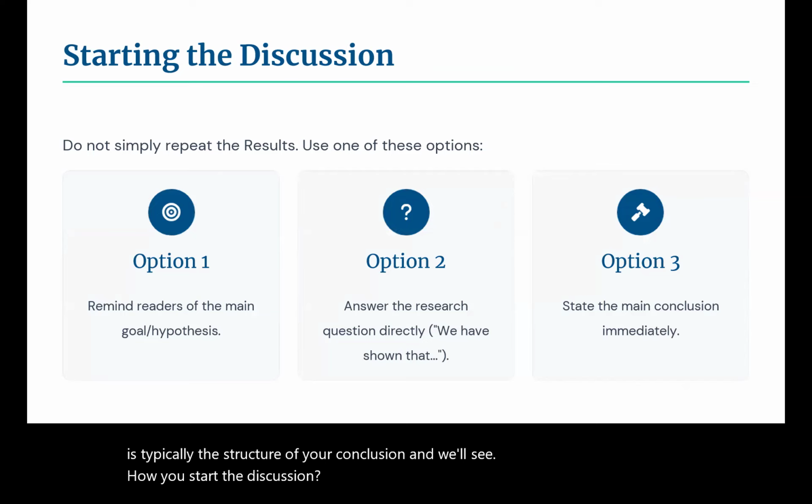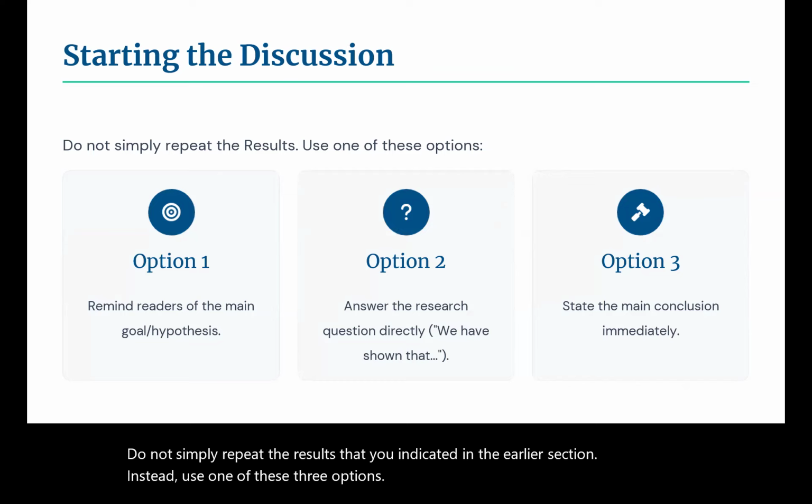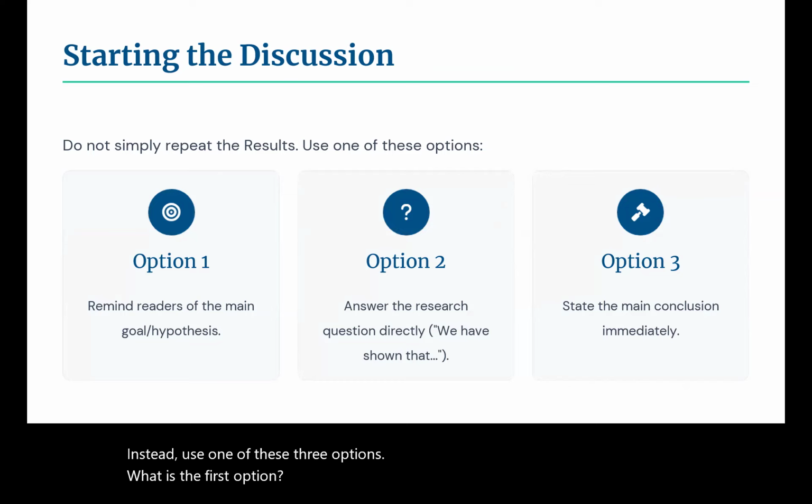There are 3 options provided. Do not simply repeat the results that you indicated in the earlier section. Instead, use one of these 3 options. What's the first option? Remind them slightly, but very strongly, of the main hypothesis or your goals, and then go on with your discussion.